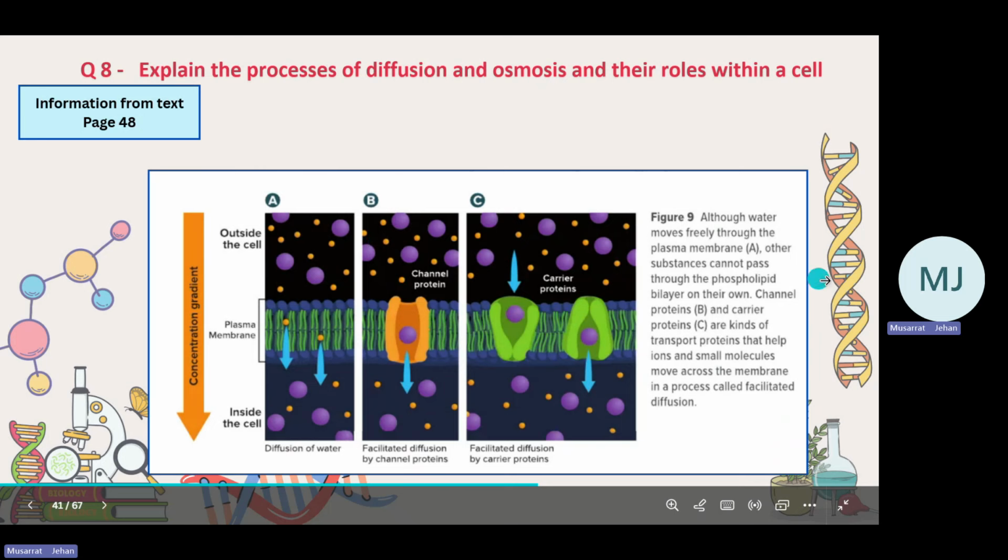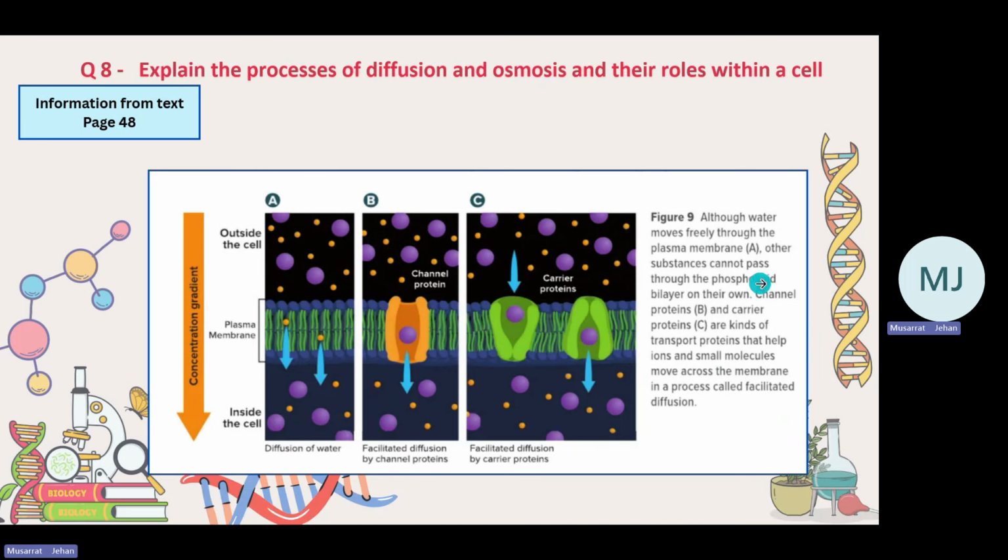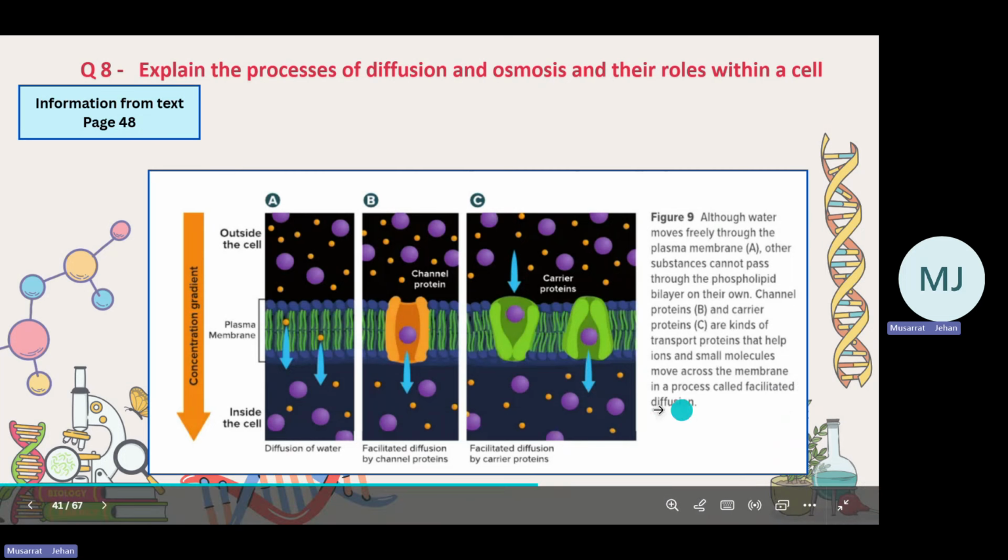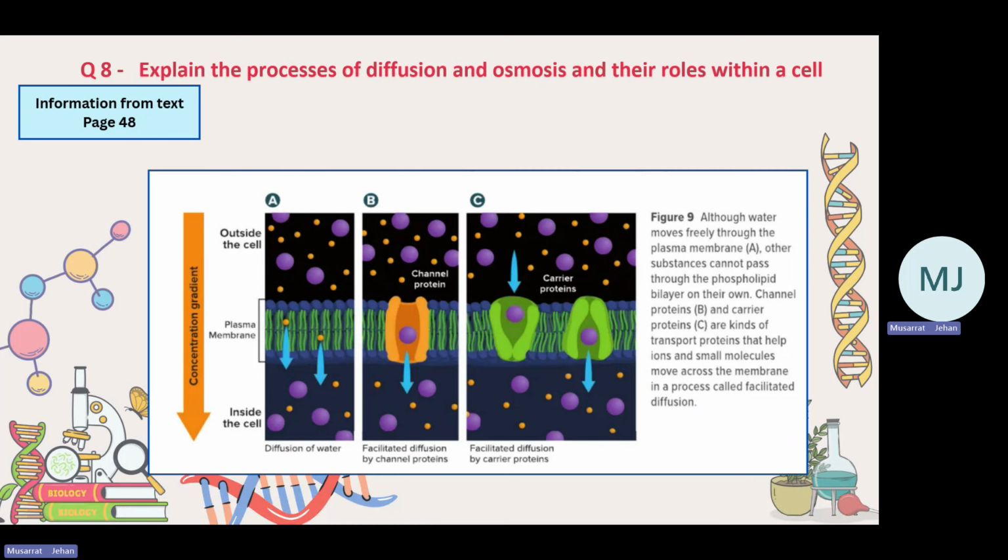Although water moves freely through the plasma membrane, other substances cannot pass through the phospholipid bilayer. Channel proteins and carrier proteins are kinds of transport proteins that help ions and small molecules to move across the membrane in a process called facilitated diffusion. So diffusion is simple moving. Facilitated is with the help of a facility. What is that facility? The facility is proteins. They move with the help of transport proteins.